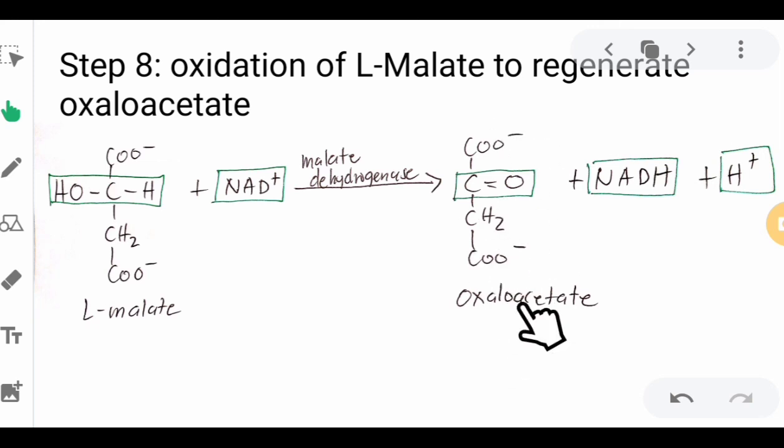We have here the oxaloacetate. This is all about regeneration of oxaloacetate. It will regenerate the first reactant. Rather, this is the reactant of the first step.